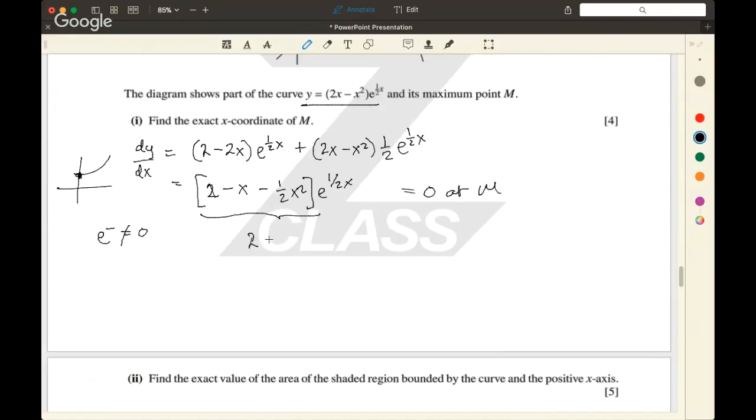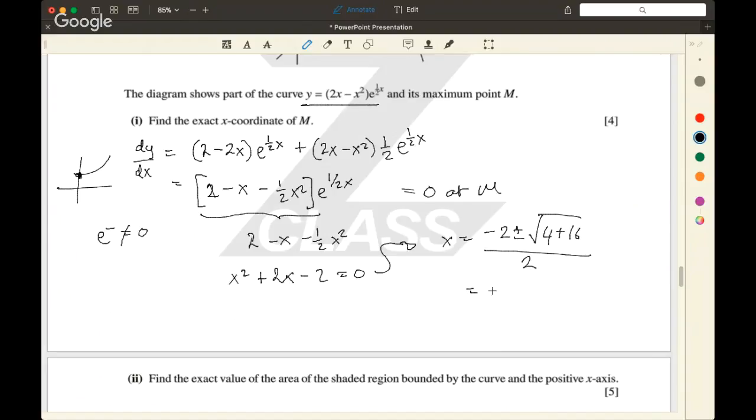So we got that 2 minus x minus 1/2 x squared is 0. So that gives us that x squared plus 2x minus 2 is 0. And of course, we use the usual formula. So we have x is equal to minus 2 plus or minus the square root of 4 plus 16, over 2, which is minus 1 plus or minus the square root of 5.